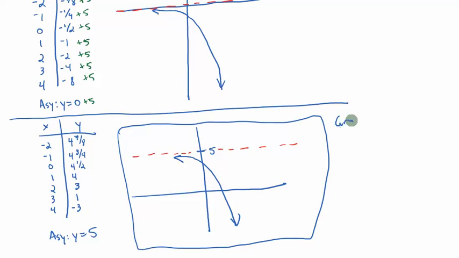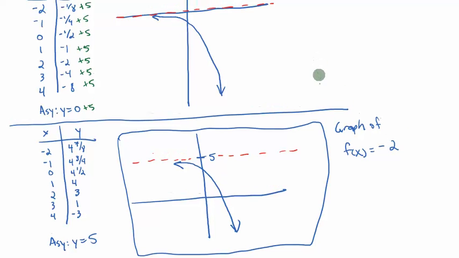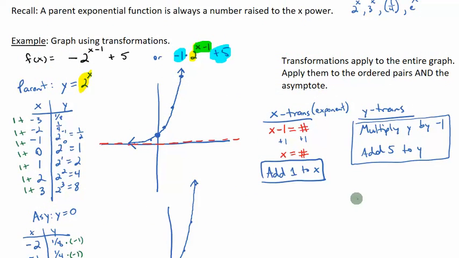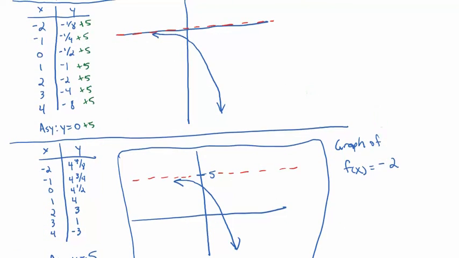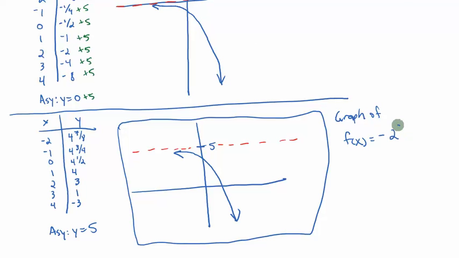So this is the graph of f of x equals negative times 2 to the, what was it, x plus 1? No, x minus 1, plus 5. So we added 1 to x, we multiplied y by negative 1, which meant flipping it over the x-axis. We added 5 to y, which meant shifting it up 5 units. And the key here was tracking that asymptote as we went, because our graph always needs to get close to that. That's a boundary for our graph, and it follows the transformations.